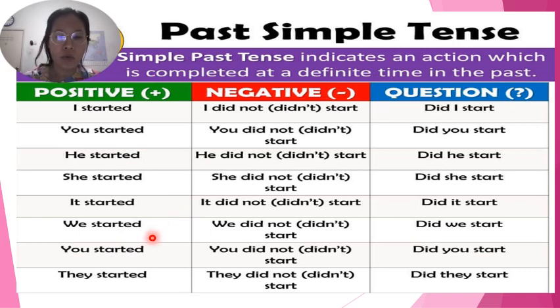We started. We did not start. We didn't start. Did we start? They started. They did not start. They didn't start. Did they start? Okay, so these are the three forms of past tense that you need to remember: positive, negative, and question form.